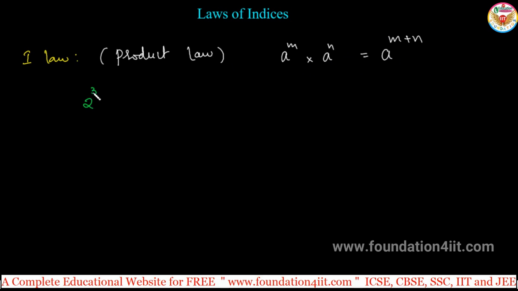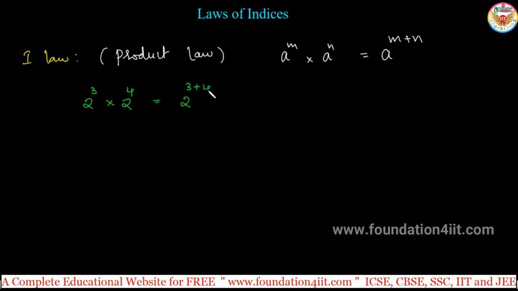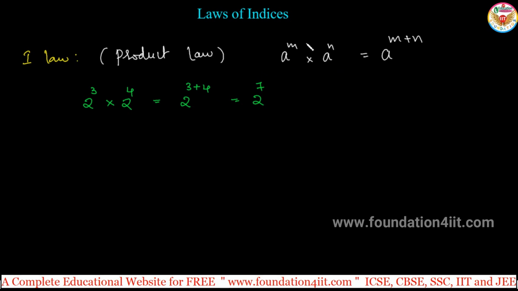Let's say 2 raised to the power 3, 2 is taken 3 times. Again 2 to the power 4, 2 is taken 4 times. So the power is 3 and the power is 4. Completely, 2 is taken 3 times and 4 times. That means overall 2 is raised to the power 3 plus 4, that is 7 times. So this is the product law. Only when the bases are the same can we add the powers. So this is the multiplication case, right?